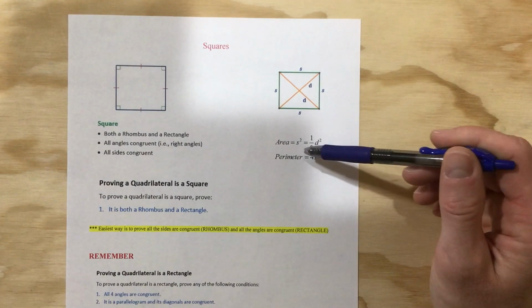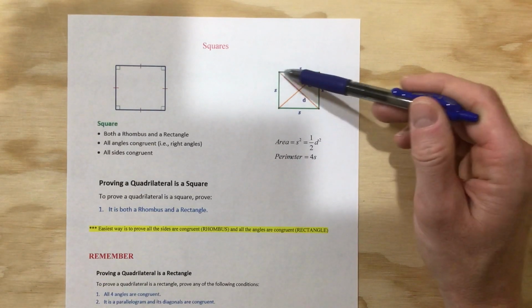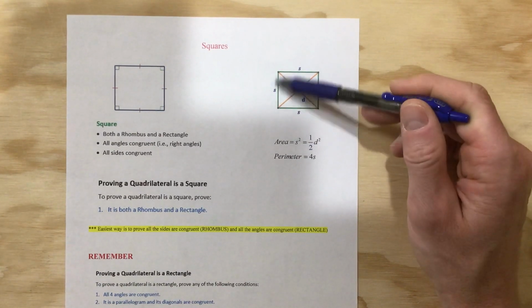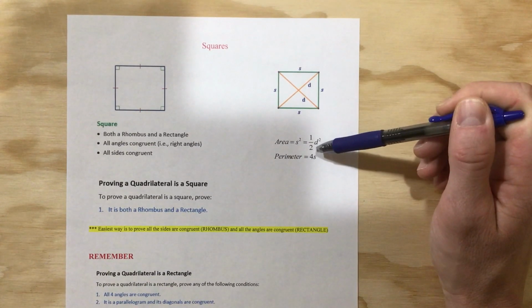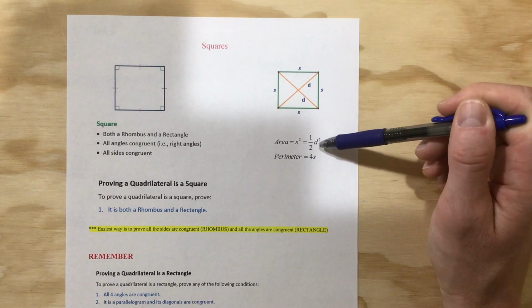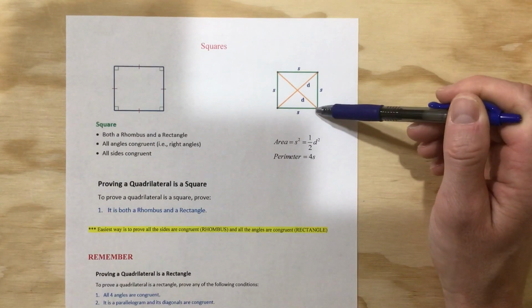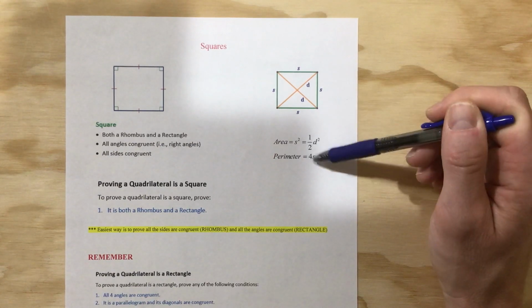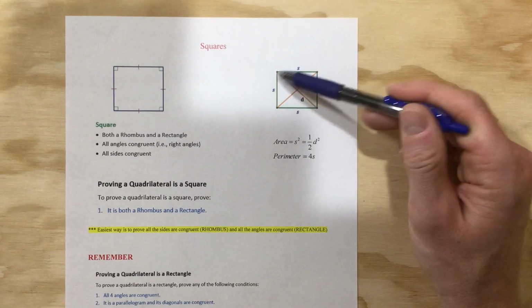Again, we can show that the area is just length times width, which is s squared, right? Side squared. We can actually show that the area is 1/2 the diagonal squared, and we'll talk about that in a second, which is kind of fun. The perimeter, of course, is just 4s, right? 4 times the side length.